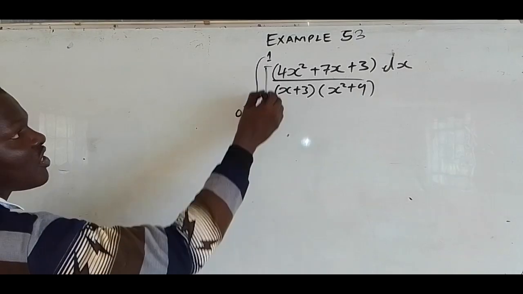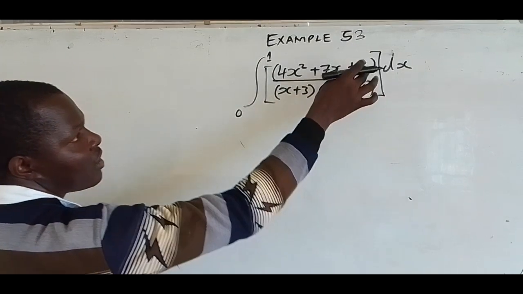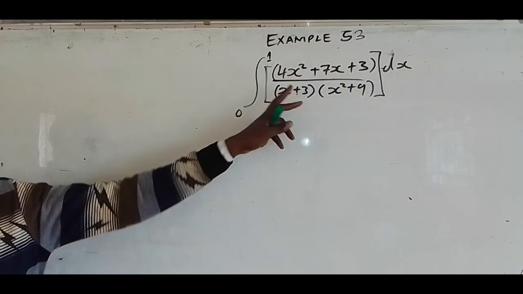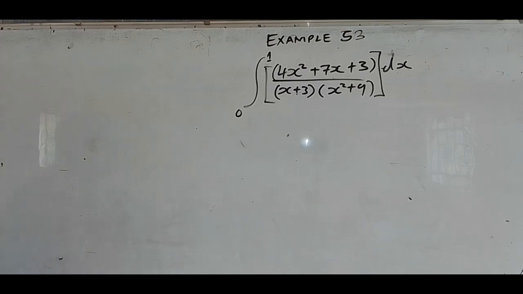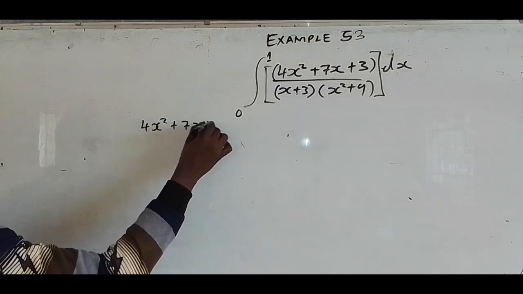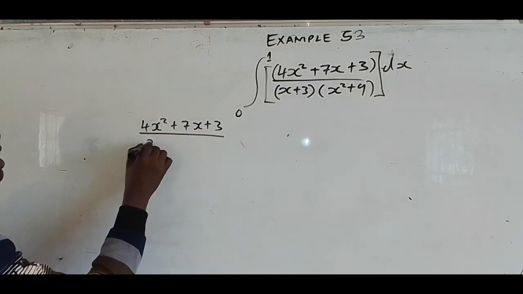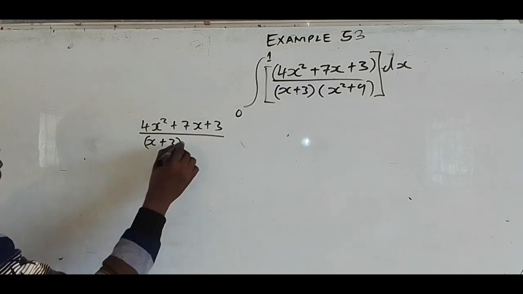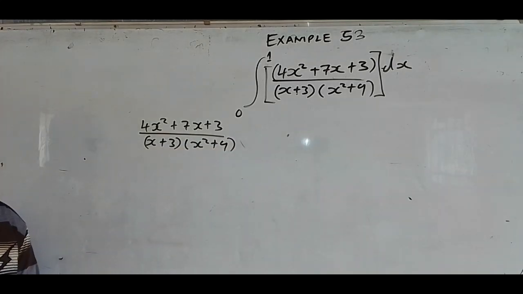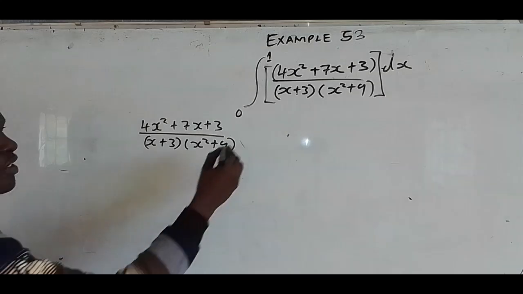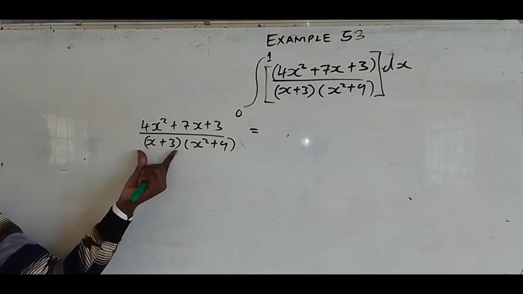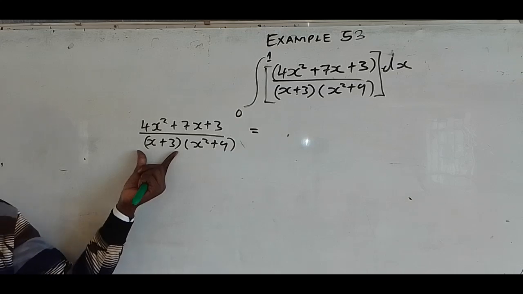So it means this is integration by partial fractions, isn't it? So we must resolve this into partial fractions. We have 4x squared plus 7x plus 3 all over (x plus 3)(x squared plus 9). Look in the denominator. This first factor, x plus 3, is a linear factor.